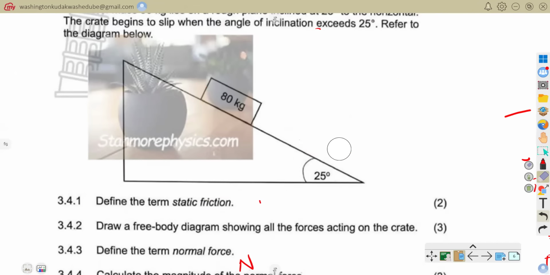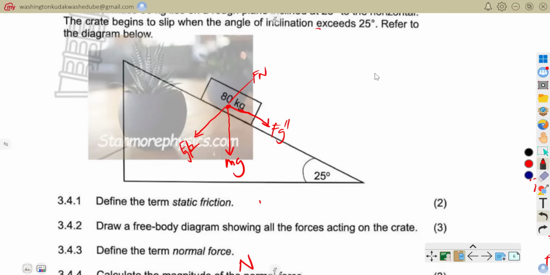So we are saying that here our weight, which is given by mg, would be resolved into that component, which is Fg parallel, and also into that component, which is Fg perpendicular. And this Fg perpendicular is balancing our normal force due to the surface of the plane.